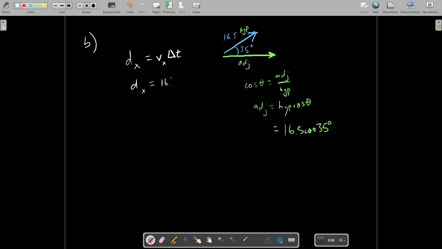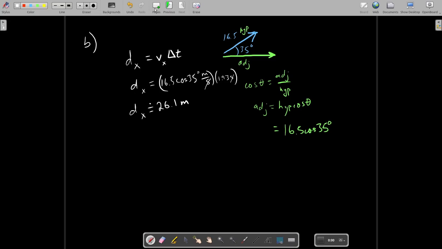All right, so 16.5 times cosine 35 degrees, this is meters a second, multiplied by 1.93 seconds. So the seconds cancel out, and the answer you get is in meters. So if we put this in our calculator, 16.5 cosine 35, times 1.93, and I'll use the exact value, we are going to get approximately 26.1 meters. All right, that is our answer for this question about the range.